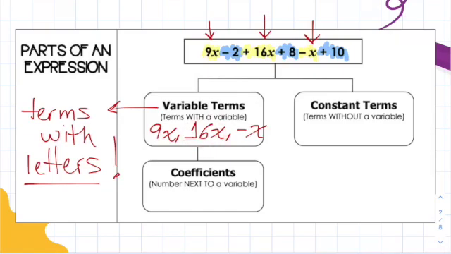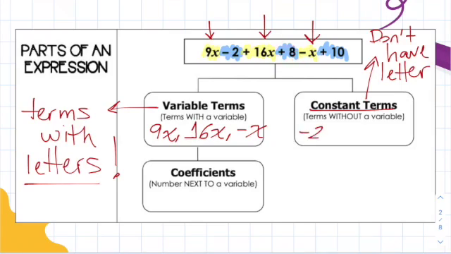Notice that the plus 16x, I didn't put the plus because you don't have to put the plus, but I did write the negative x because you do have to put the negative sign, okay? The other kind of term would be the constant terms, or the terms without a variable, which are the terms that don't have letters in them. In this case, they're going to be the terms that I highlighted in blue. All right, the terms that do not have a letter in them. So negative 2, plus 8, and plus 10.